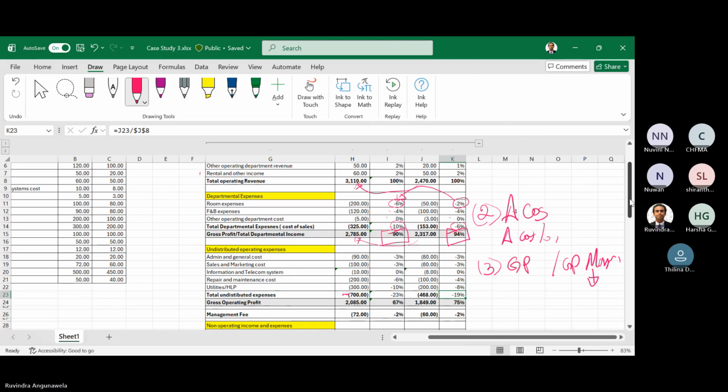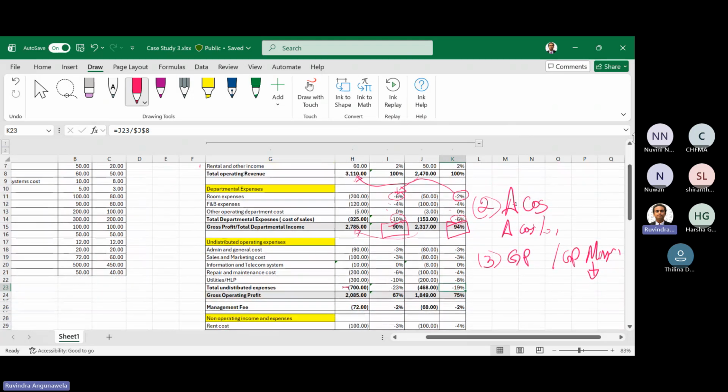Why? It goes back to point number 2. The cost of sales has increased by 4% there. That is the reason why the GP is dropping from 94 to 90. Because the cost of sales is taking a bigger chunk of the revenue, a 4% bigger chunk in 24-25, the gross profit margin has decreased by the same amount from 23-24 to 24-25, right? Is that clear up to that point?